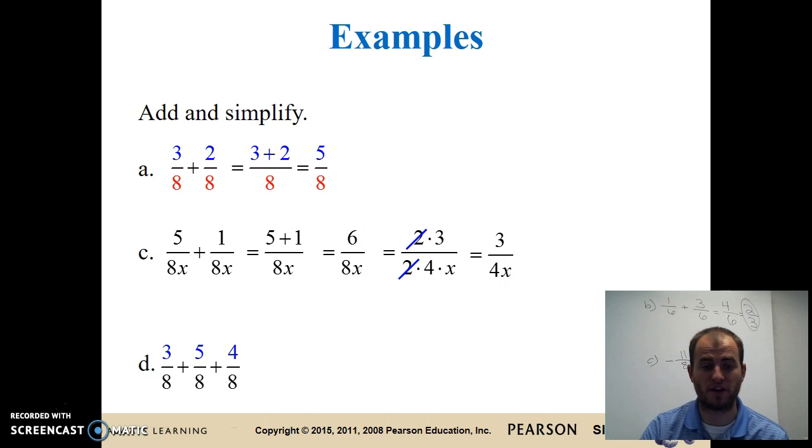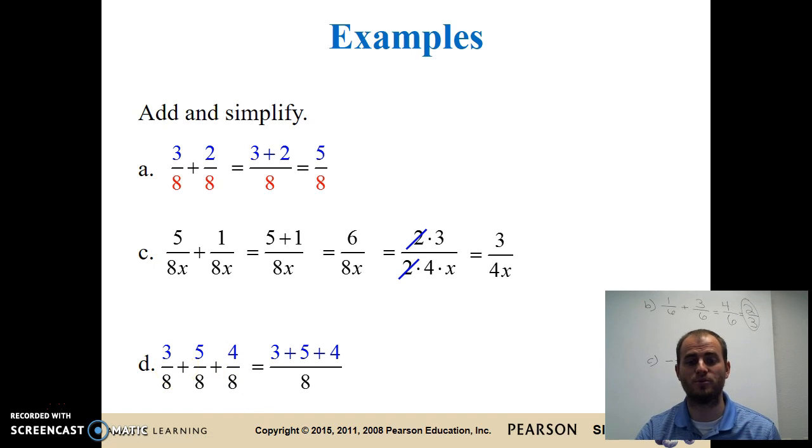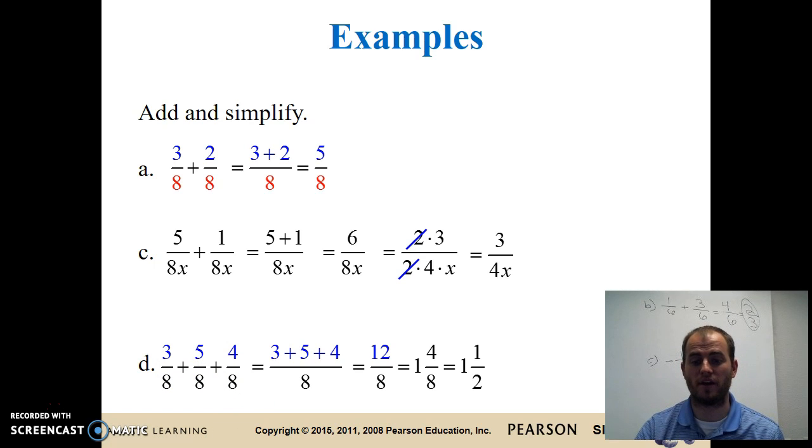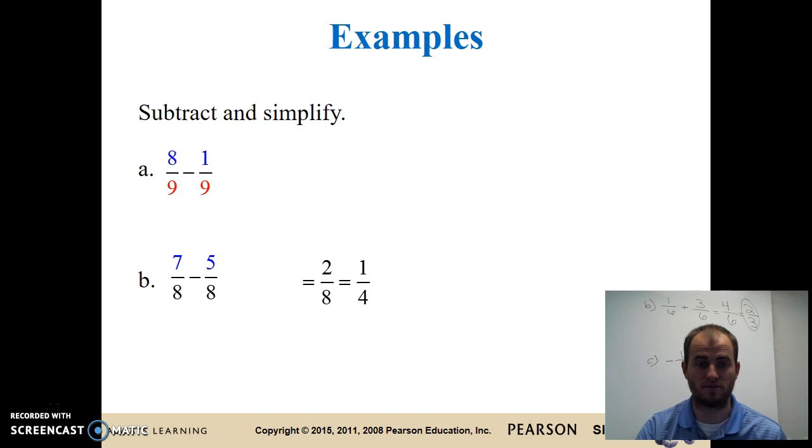Letter D says 3/8 plus 5/8 plus 4/8. You'll see they all have a common denominator. They are like fractions, so we can add them together. Add their numerators, and you get 12/8, which as a mixed number is 1 and 4/8, which reduces to 1 1/2. So that's how you add like fractions.